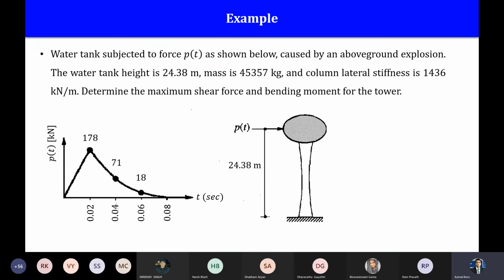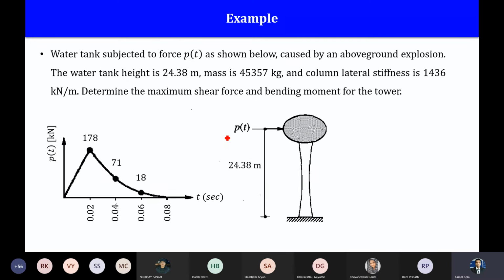So understood, right? What you have to do is find out DLF, basically. Once you get the DLF, you can find out the equivalent static force. DLF is really not required, I mean, you will get XT max. XT max multiplied by K will give you the equivalent static force. So find out XT max basically.